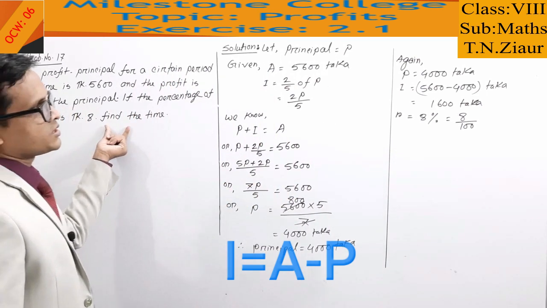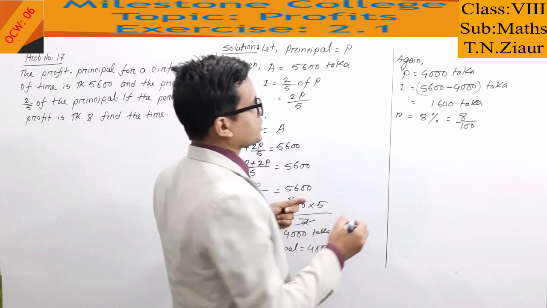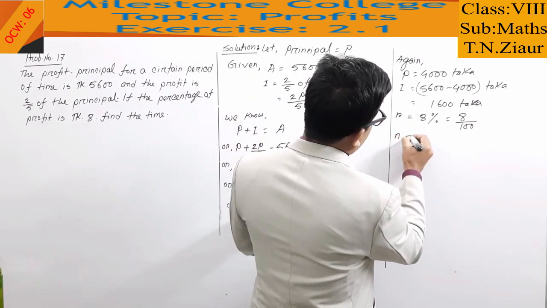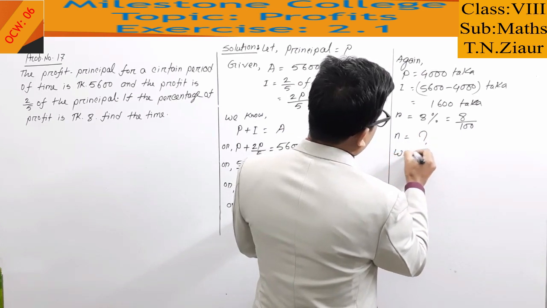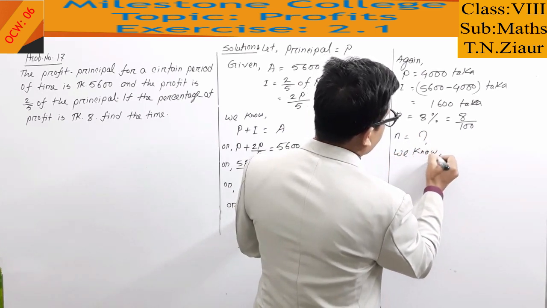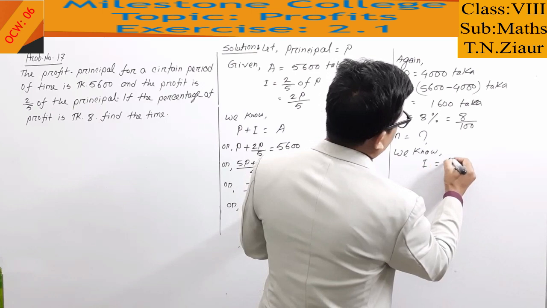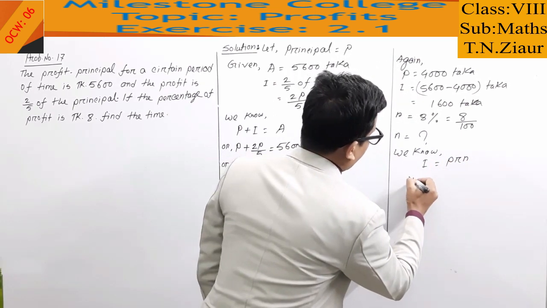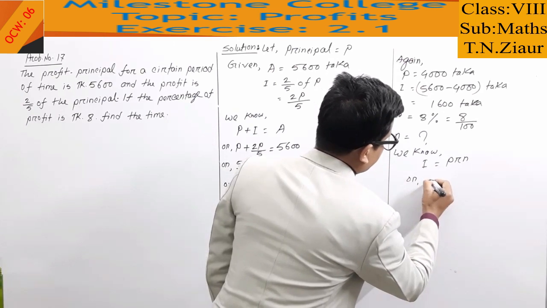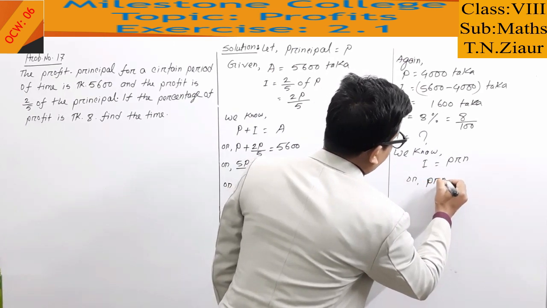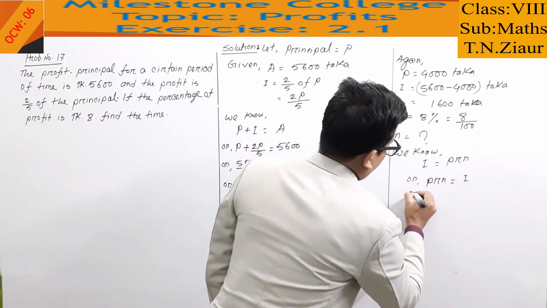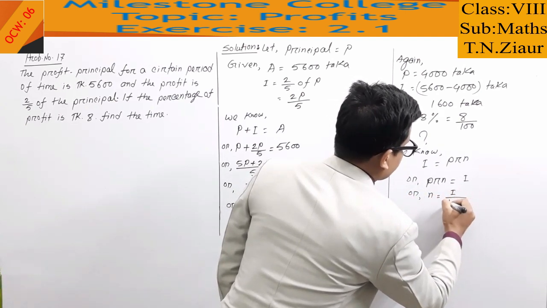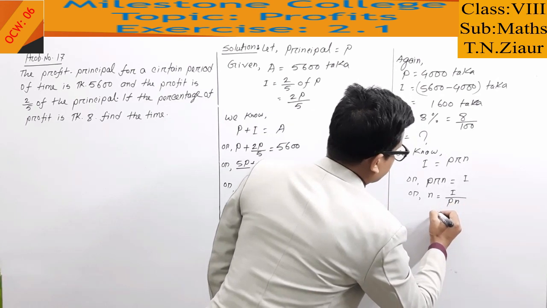So what is the value? Time is denoted by n, that means number of years. So n is equal to what? We know the formula, I is equal to p r n. Now we have to find the value of n. So if I write p r n is equal to I, then n is equal to I by p r. Just write the values.